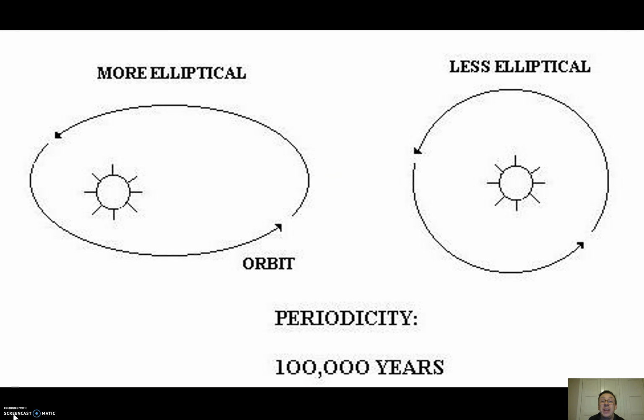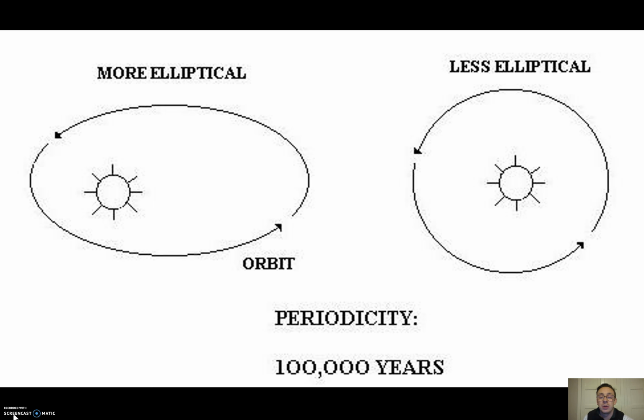Next one we look at, periodicity. Now, periodicity is this idea, it's a 100,000 year cycle, and it looks at how elliptical the Earth's orbit is. And the Earth's orbit changes in shape over this 100,000 year timescale, and it becomes more or less elliptical. And the big impact of this again is it's about how extreme seasonality is going to be. If the Earth is more elliptical, we're going to have much more pronounced seasons.